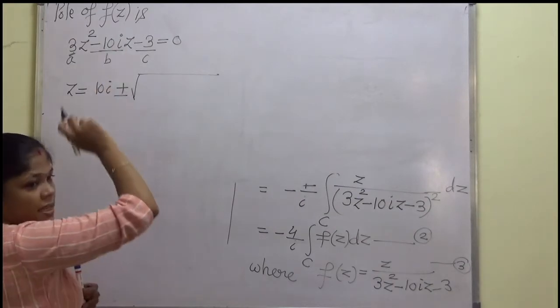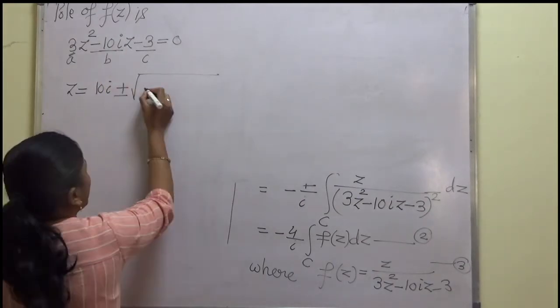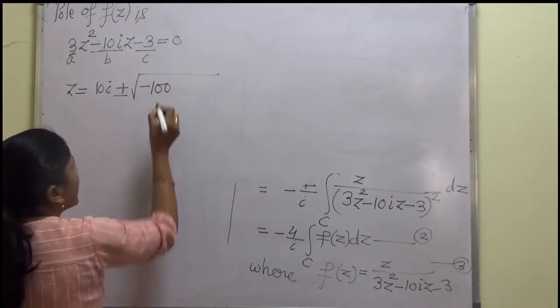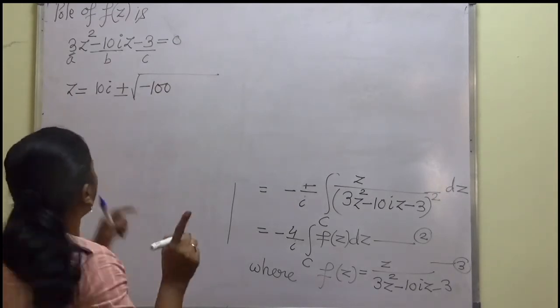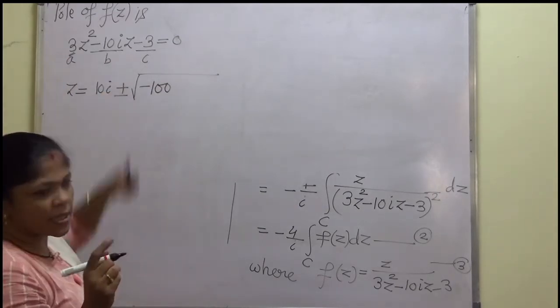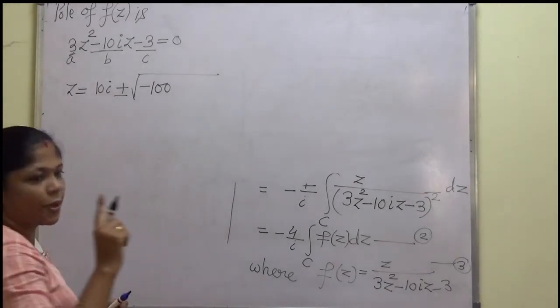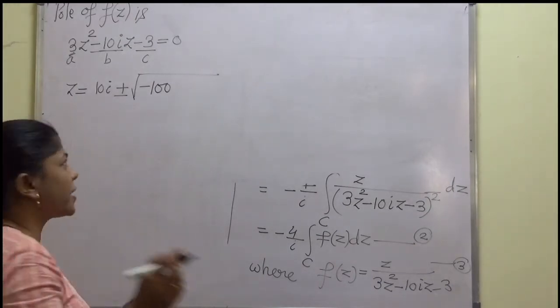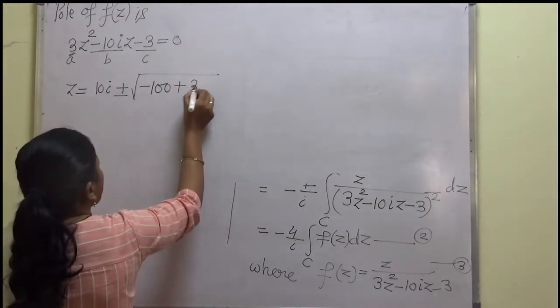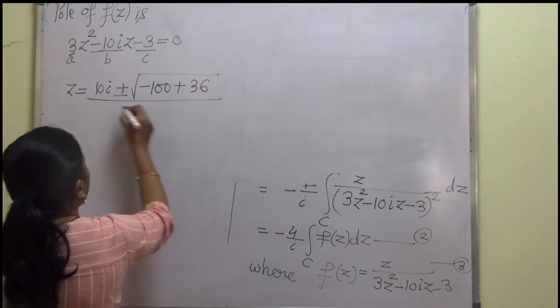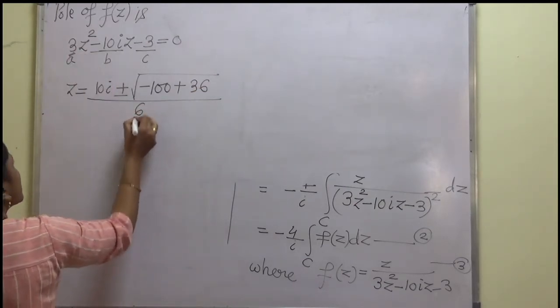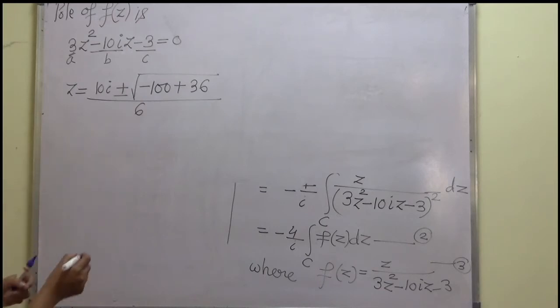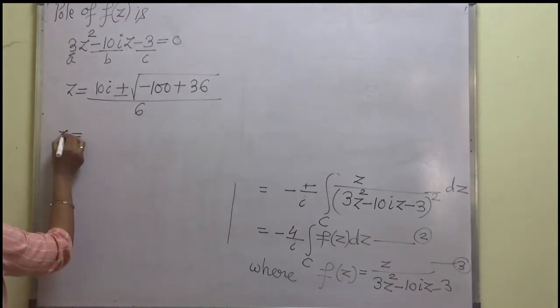10 squared, i squared is minus 1, and the square of 10 is 100, right? Minus 4ac, minus 4 into 3 into minus 3, that is nothing but plus 36, upon 2a. 2 into a is 6, 3. So 2 into 3, 6.